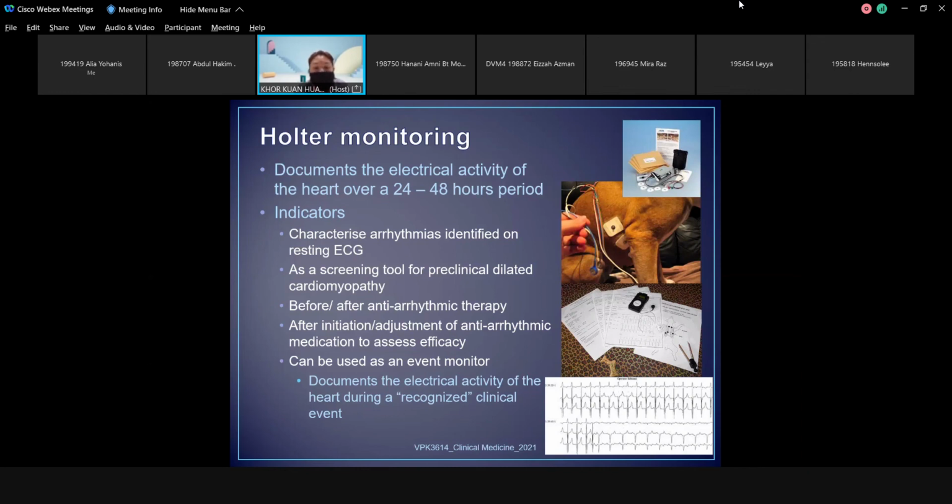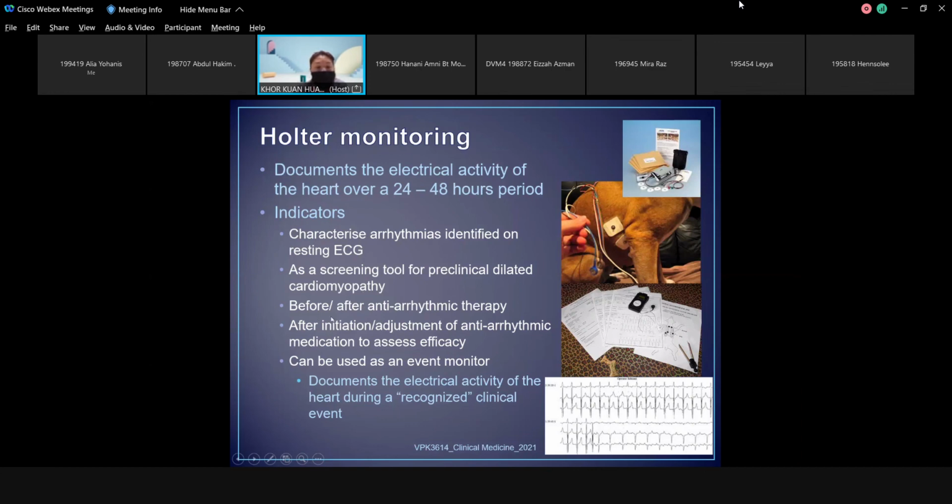Now, this is only a very good tool for preclinical dilated cardiomyopathy. You want to see if this patient does have DCM, but they are not showing you any clinical sign. So that's what it means by preclinical. No clinical sign, they are very healthy. You want to screen them to see if they have DCM.